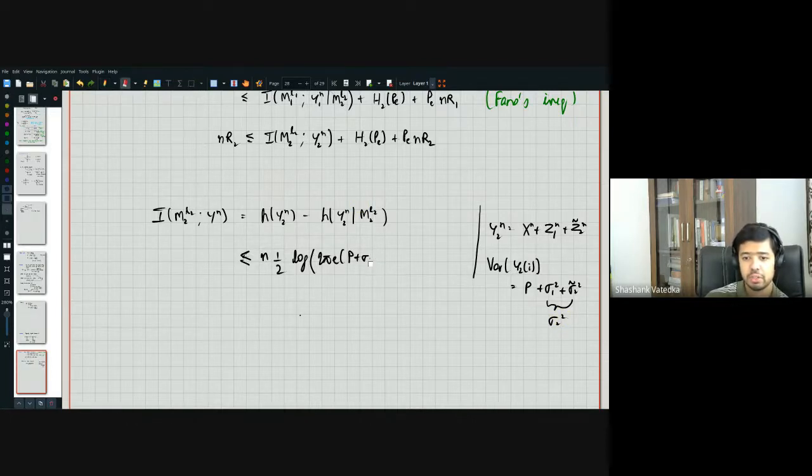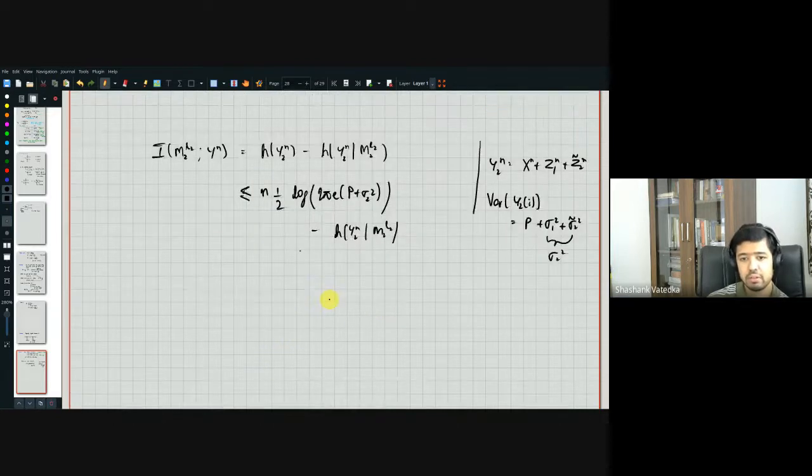Right, so let me just write this as p plus sigma 2 square. And the second term we'll leave as it is for now, h of y2n given m2 l2. So far so good. So let's now try to get some bounds on h of y2n. Let me call this equation 1.